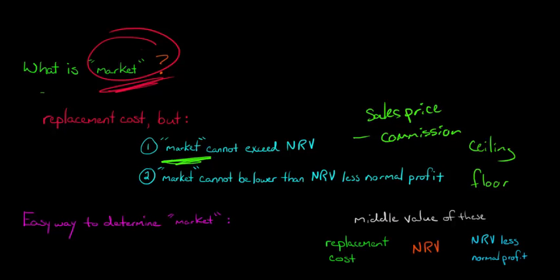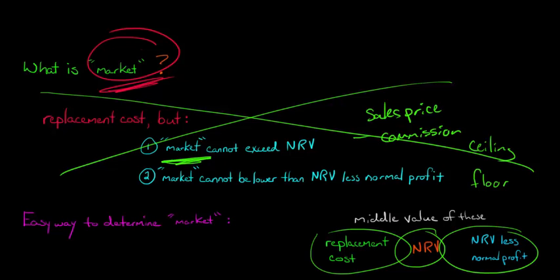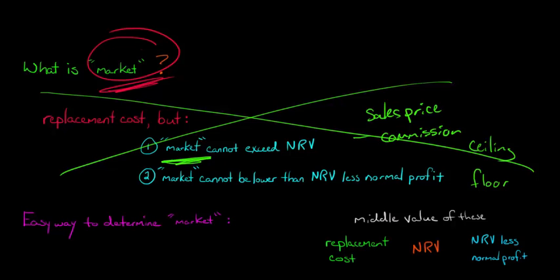If we forget about all this for a moment and think about it in a really simple way: if you know the three values, the replacement cost, the net realizable value, and the net realizable value less the normal profit, you always take the middle value of those. So let's say this was 10, this was 8, and this was 6. Then 8 is in the middle, and so that would be the market value. Then we would compare that market value to the cost, and whichever was lower, that would be how we would value the inventory. So you just want to take the middle of these three.